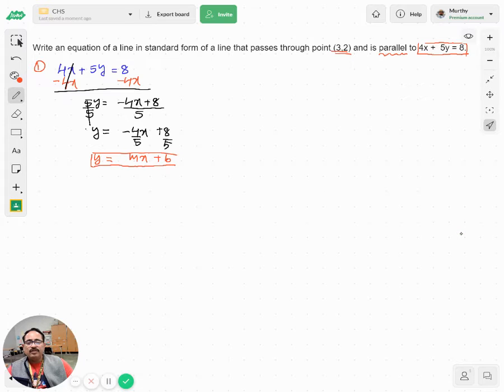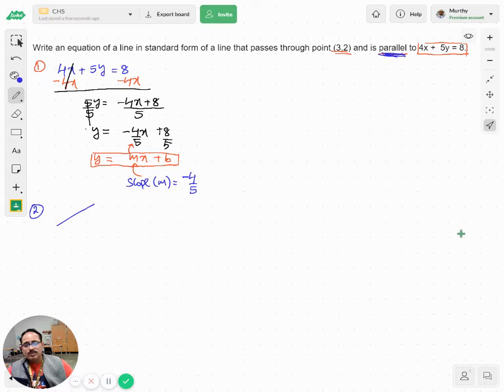Here, I see that m is the slope. Therefore, the slope m equals negative 4 over 5. Now step 2. The question says that we have to write an equation that is parallel to 4x plus 5y equals 8.